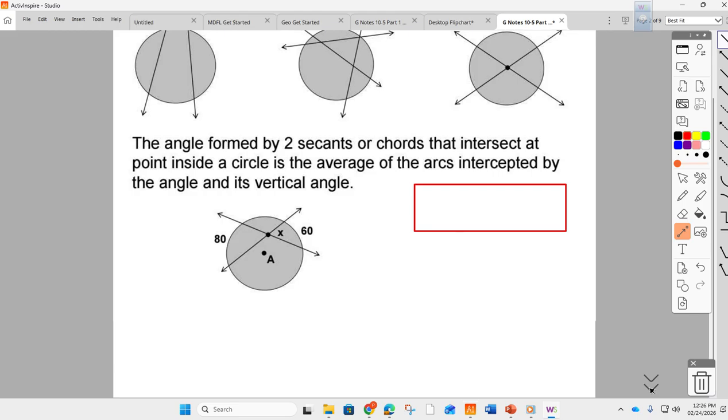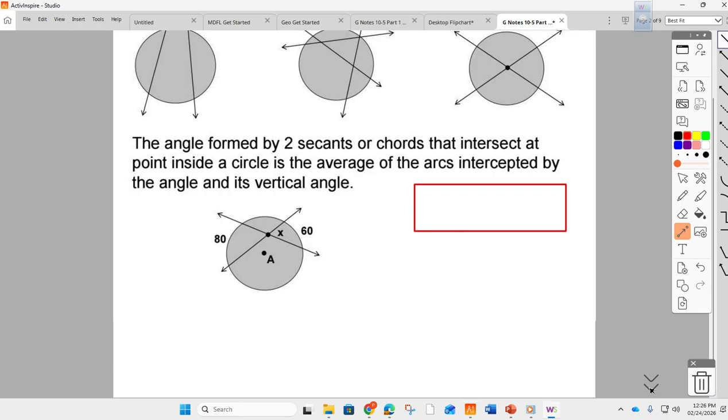What kind of angle is angle X? It's a vertical angle, right? So we know that angle X and the angle opposite across it have the exact same measure. But if we don't know what that measure is, then we don't know what either one of them is, because we don't have any of the numbers with regard to the angle.